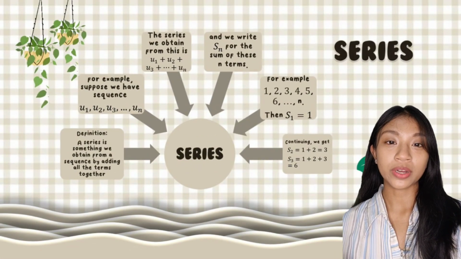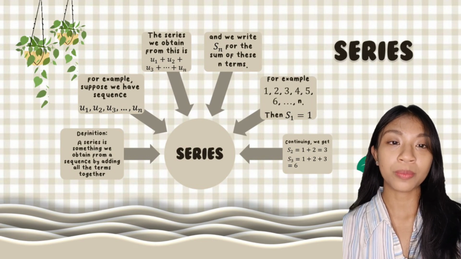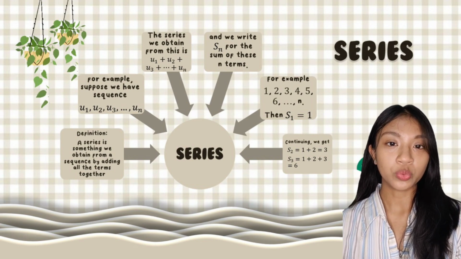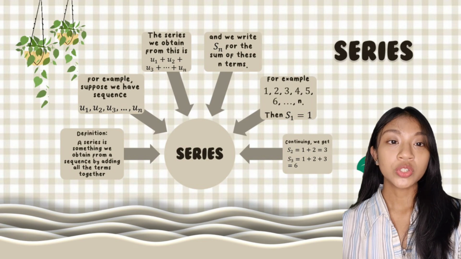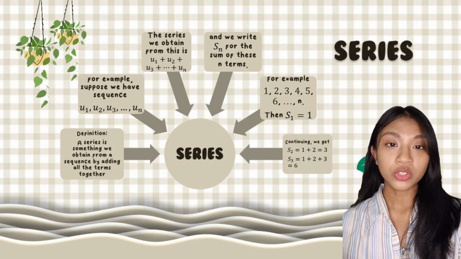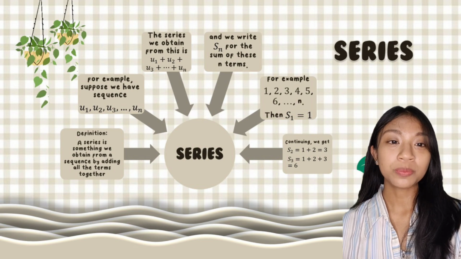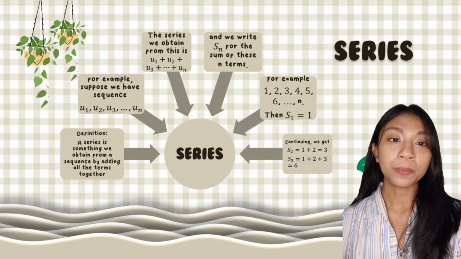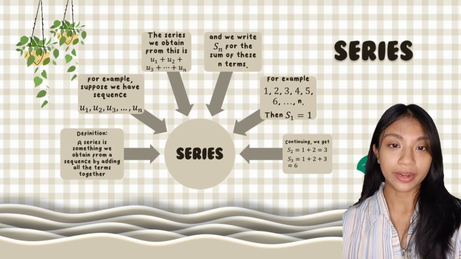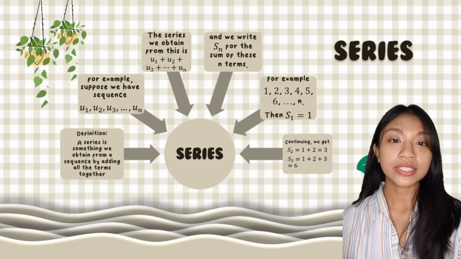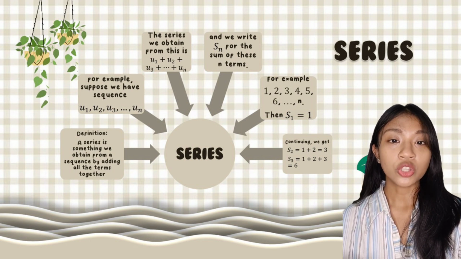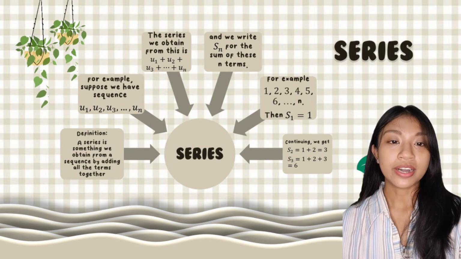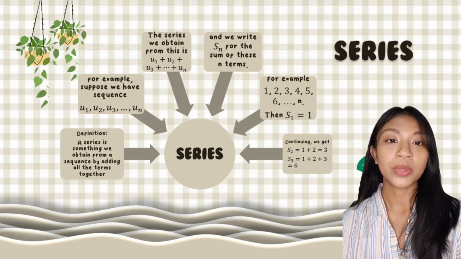Next, I will explain what a series is. It is something we obtain from a sequence by adding all the terms together. For example, suppose we have the sequence u1, u2, u3, and so forth up to un. The series we obtain from this is u1 plus u2 plus u3 plus and so forth up to plus un. We read this as Sn, the sum of these n terms. So although the ideas of sequence and series are related, there is an important distinction between them.